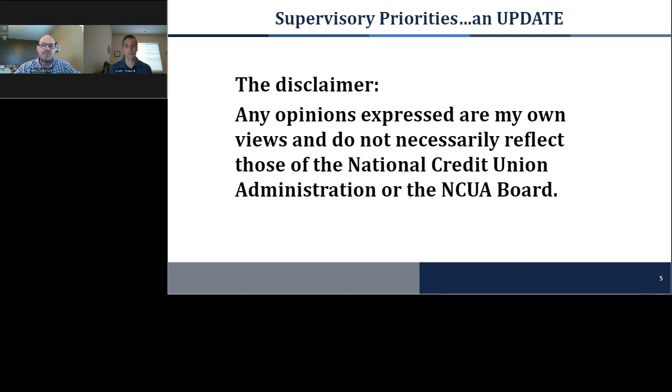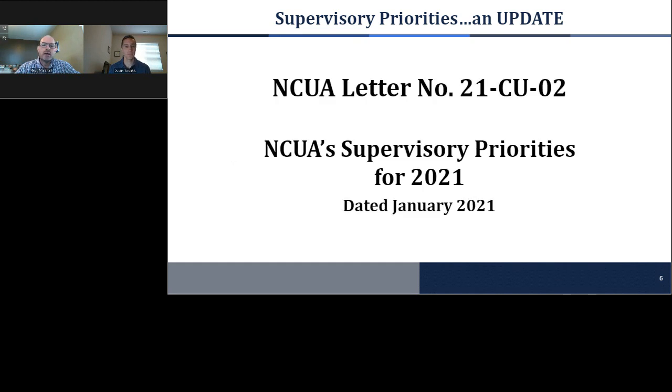So my intent is to give it to you as straight as possible and go over the priorities, and then hopefully give you a couple of things that will help you in your exam that's upcoming this year and your interactions with your examiners. This is the letter that we'll talk about.